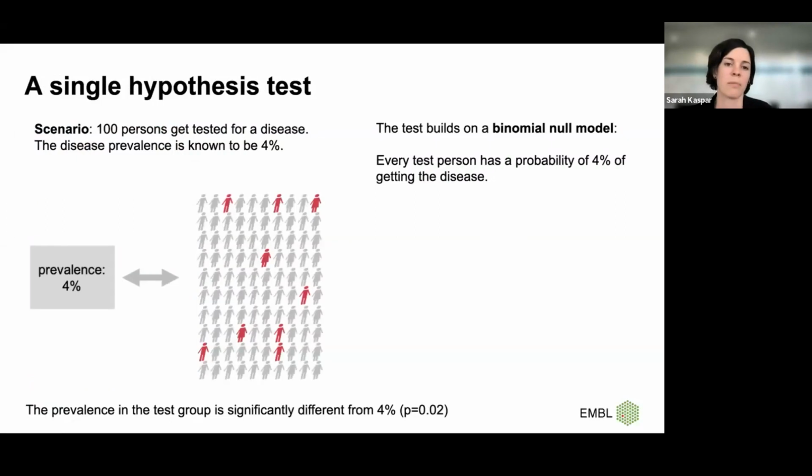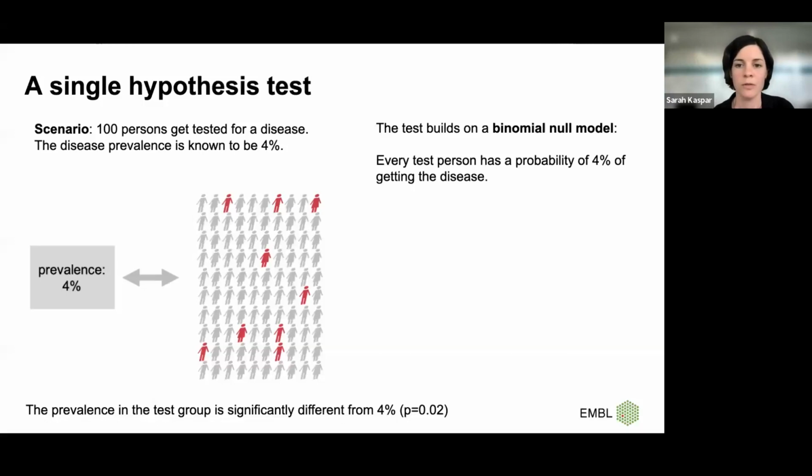For this, let's come back to the scenario from the beginning where we compared the counts of persons with the disease in a test group to a hypothesized prevalence. And here we found, using a binomial test, that the prevalence in the test group is significantly different from 4% with a low p-value. And this test built on a binomial model. Just as a reminder, this model assumes that every test person individually has a probability of 4% of getting the disease.